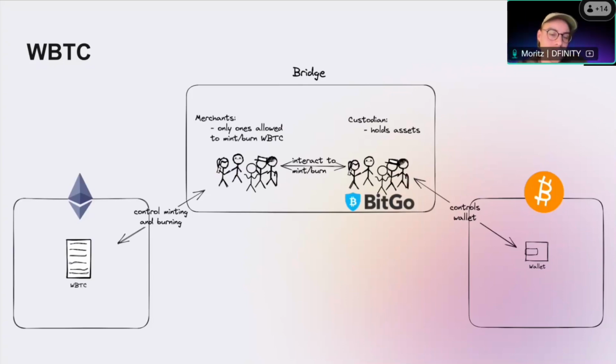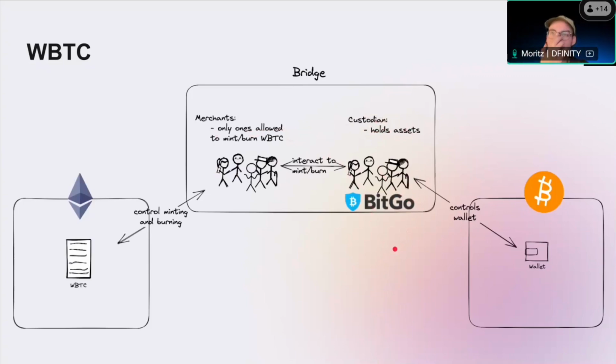So what's the scenario if you want to use WBTC on Ethereum? That's basically Bitcoin made available on Ethereum. Sounds like magic, right? But the reality is the graphic that you see on this slide. When you use WBTC, you're actually trusting two groups of people. The first group are the custodians. They hold the assets, in that case Bitcoin. The other group are the merchants, and they are the only ones that are allowed to mint or to burn WBTC on Ethereum.